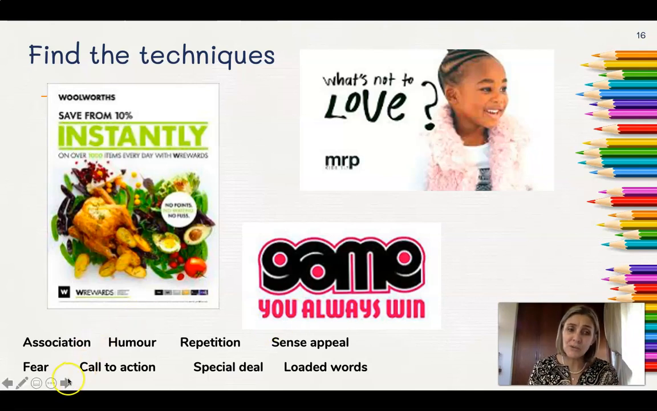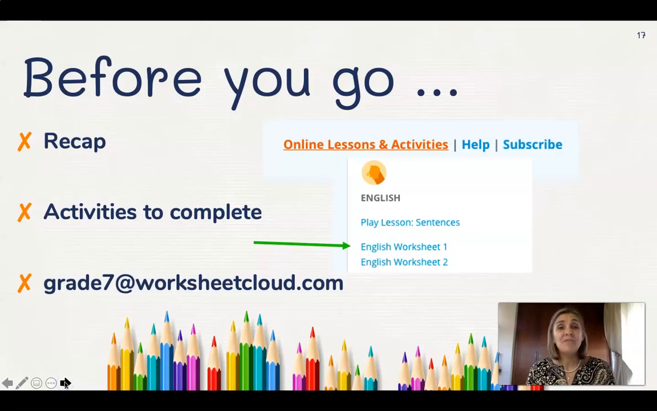So I hope you've learned quite a bit today. Before you go, let's just recap. So we've just spoken about visual literacy and just two little aspects of visual literacy. So in other words, images that you just look at and have to interpret, so we get questions based on them. And then adverts or movies where you have to look at it and see what technique the advertiser is using. Please go back through this video if you want to, and then there are activities to complete.